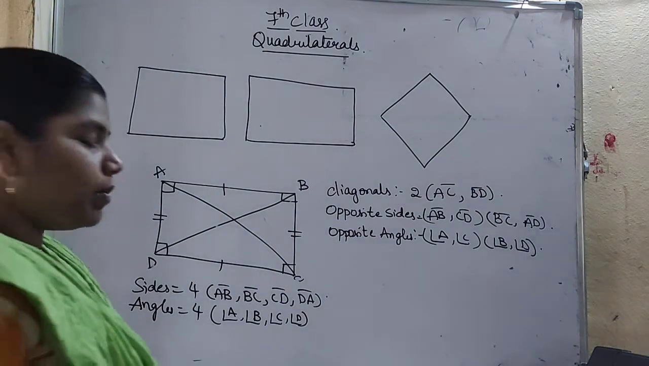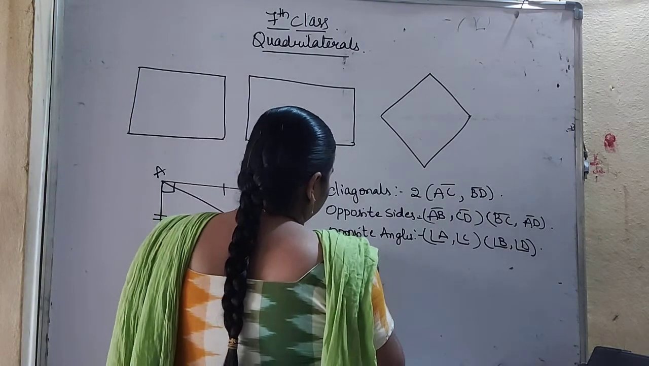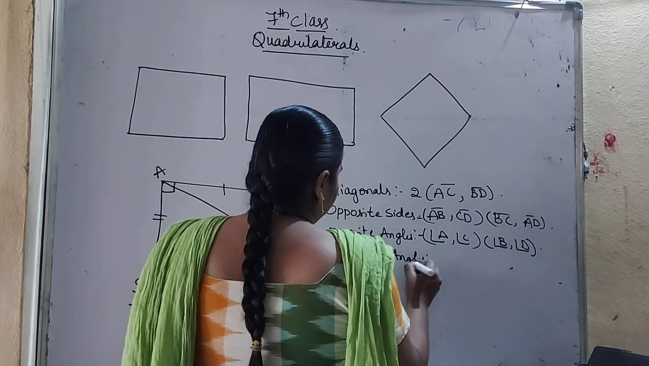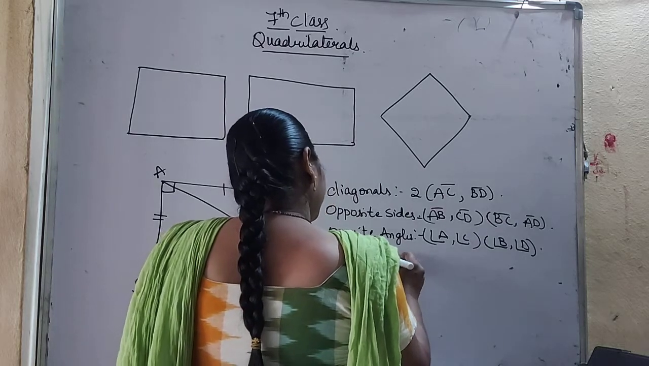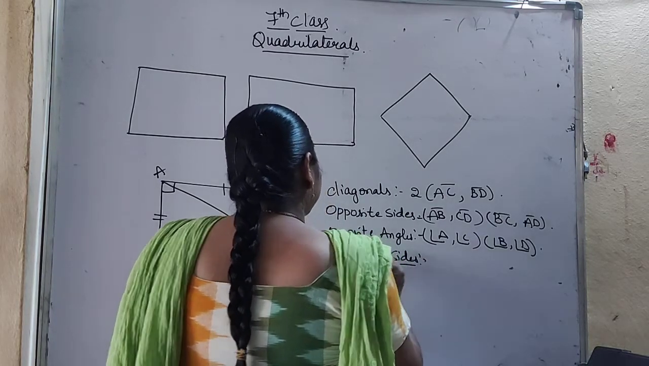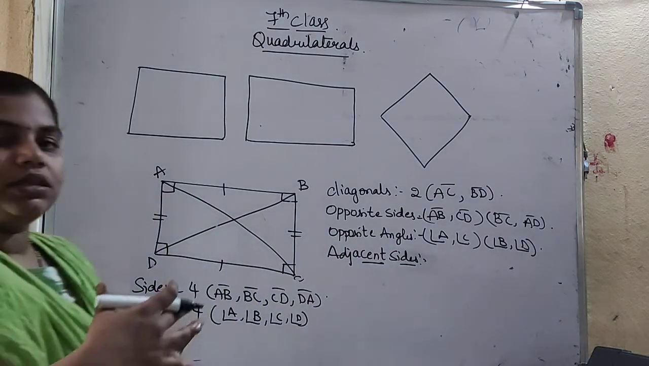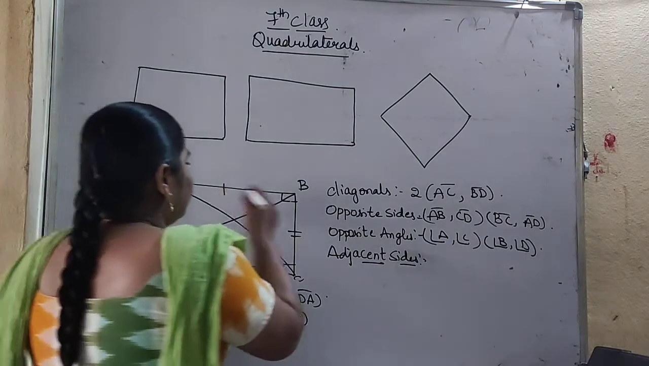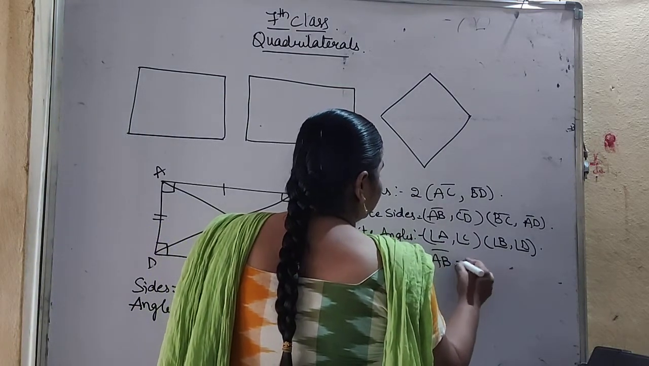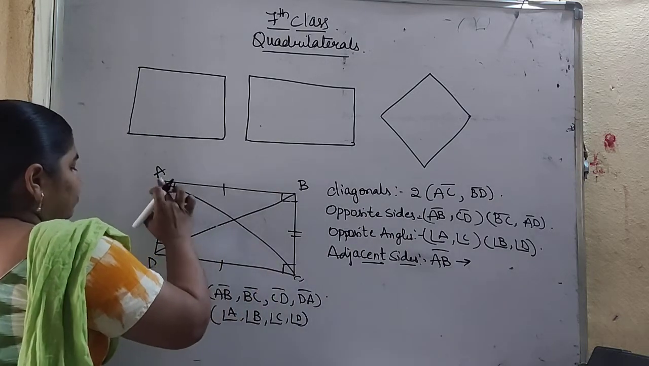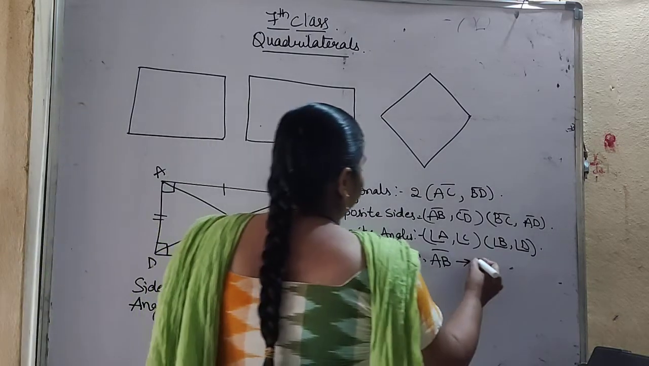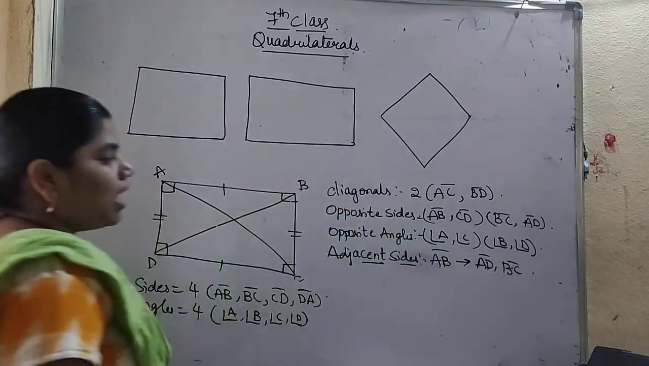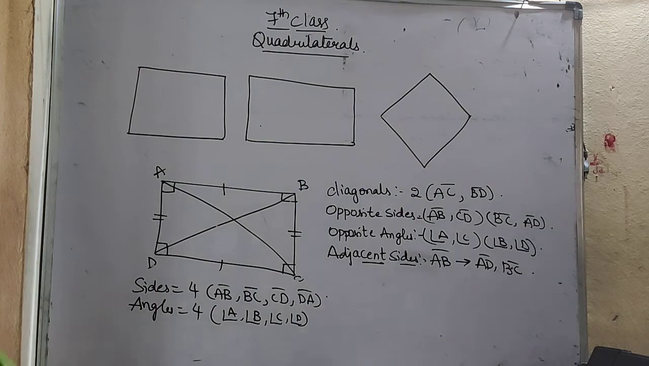Now we have to discuss adjacent sides. What do you mean by adjacent? The line segments which are lying side by side, we will call adjacent sides. For this AB line segment, what are the adjacent sides? AD line segment and BC line segment are adjacent to AB.